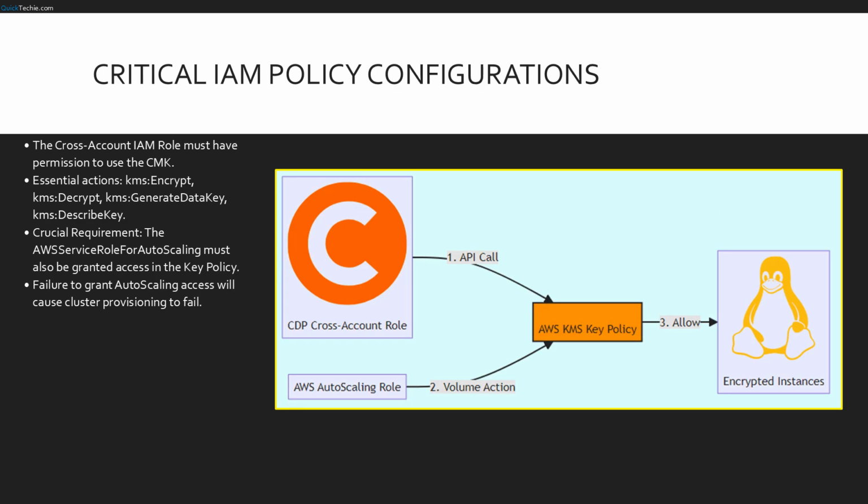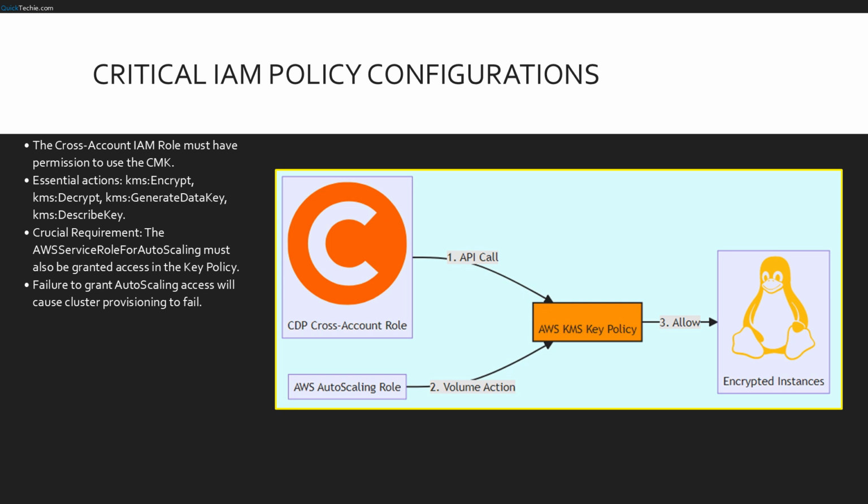Now for the technical how. Simply creating a key isn't enough, you must grant permissions. The cross-account IAM role that CDP assumes needs permissions like KMS encrypt and KMS decrypt. But here is the most common failure point. You must also explicitly grant access to the AWS service role for auto-scaling in the KMS key policy, because CDP uses auto-scaling groups to launch nodes. If the auto-scaling service cannot access the key to encrypt the volumes, the instance launch will fail immediately.